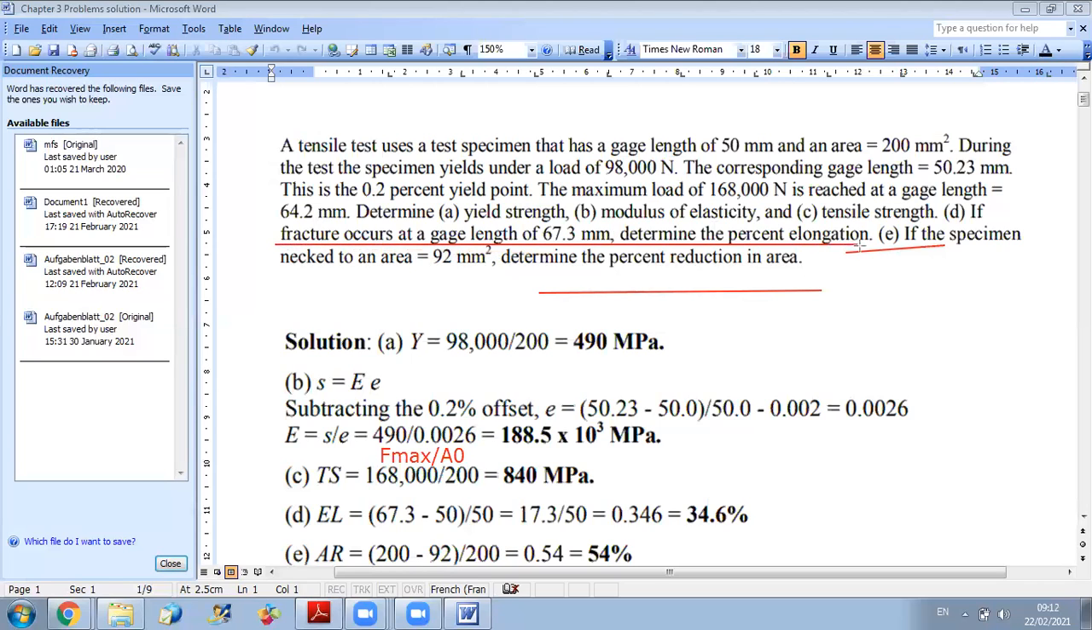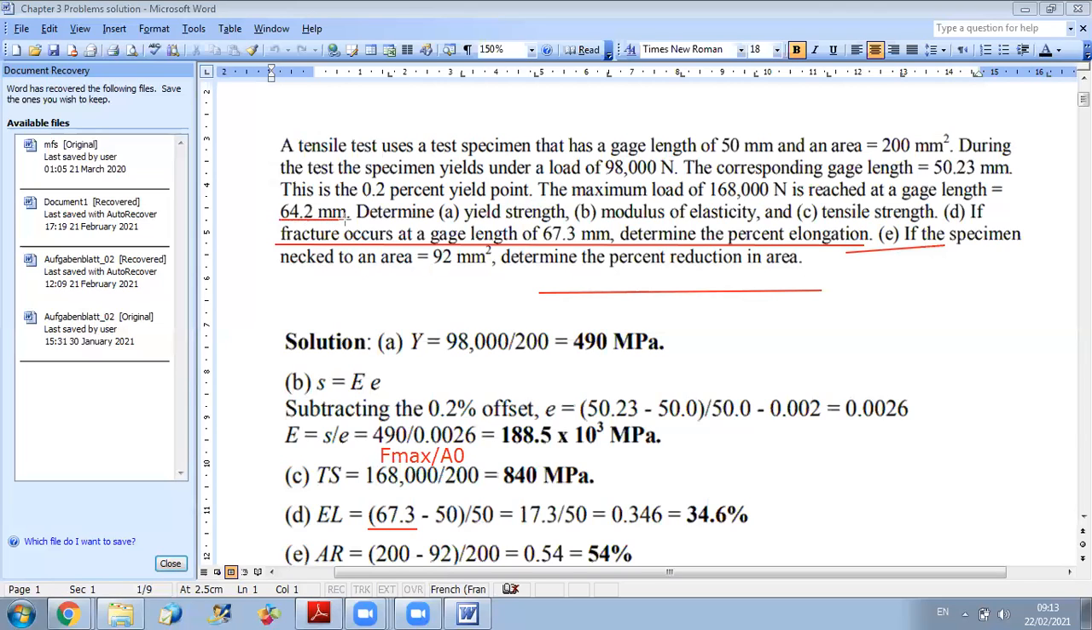Because when they say percent elongation, it is a representation of the ductility. It represents the maximum value of epsilon. So I take the length at fracture, which is 67.3, minus L0, over L0. Now here, for example, this length, 64.2, we didn't use.